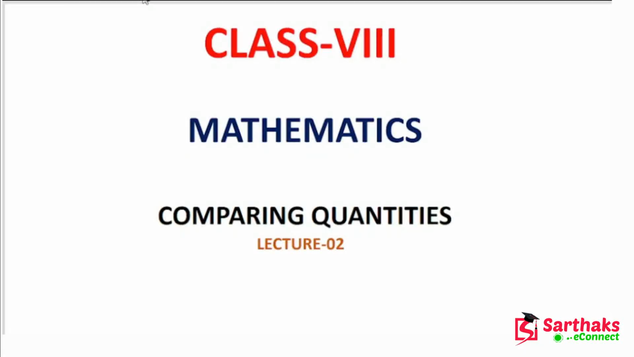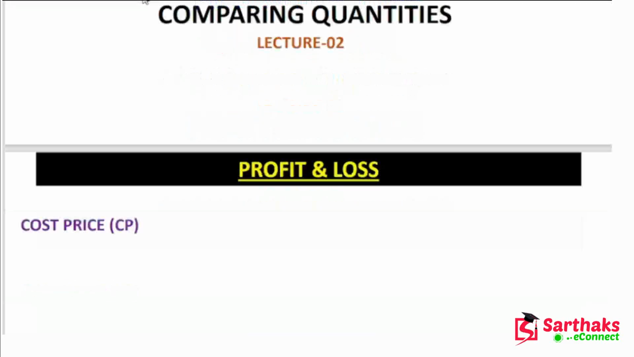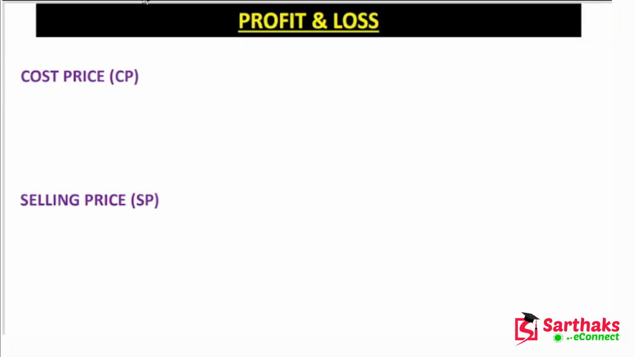Hello everyone. Today we are going to start lecture 02 of class 8 mathematics chapter number 8, which is comparing quantities. Now in this lecture we are going to talk about profit and loss. To understand the terms profit and loss, we must understand two more terms, which are cost price and selling price. Obviously, if you are a shopkeeper, before selling a product you must buy it.